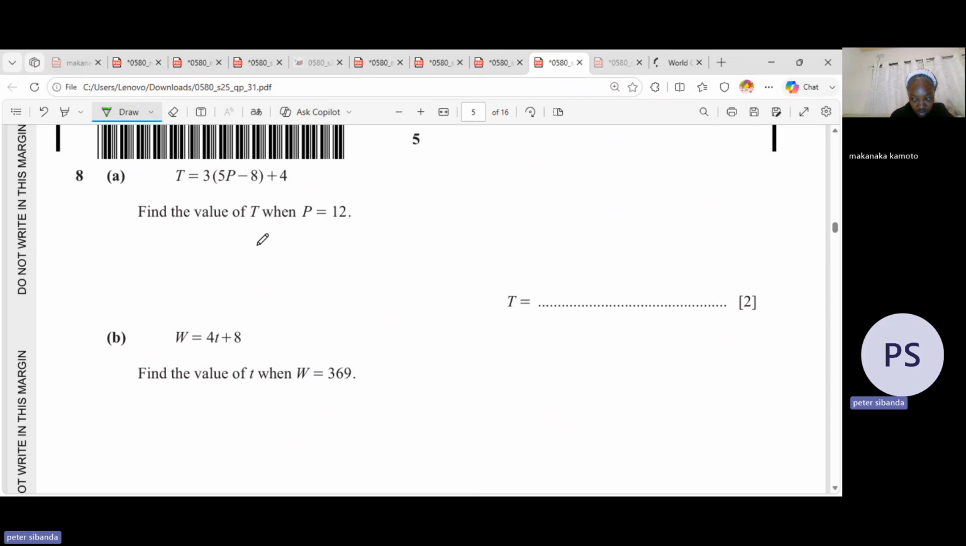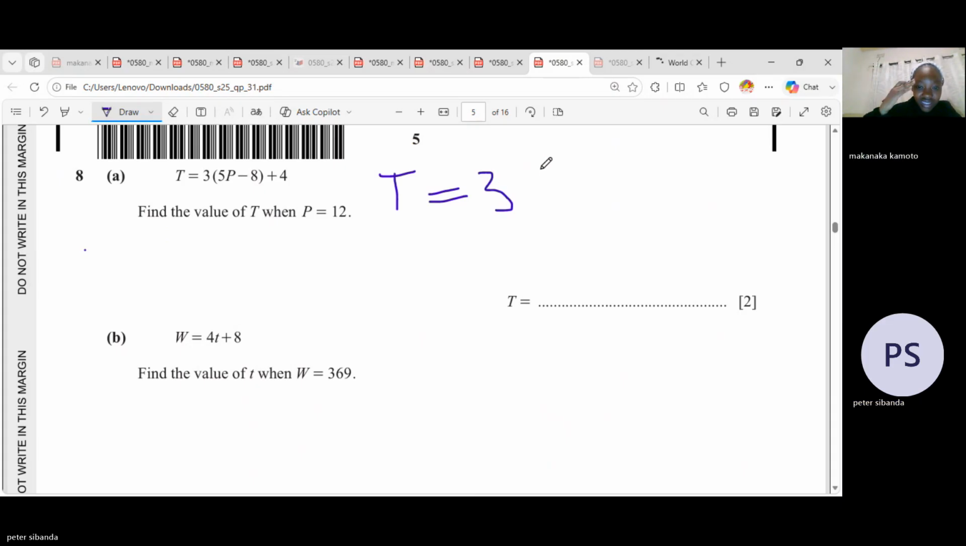There is also find the value of t when p is that, the substitution. We're doing it right now. So tell me what to do here. Find the value of t when p is equal to 12. Okay. So we're going to replace the p with 12. Okay, how do we do that? I'm writing t equals to 3. Tell me what to do.